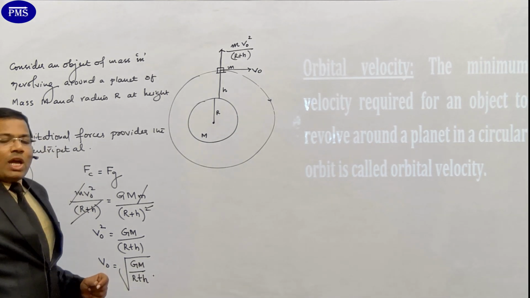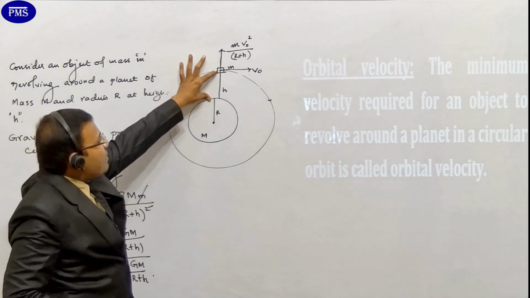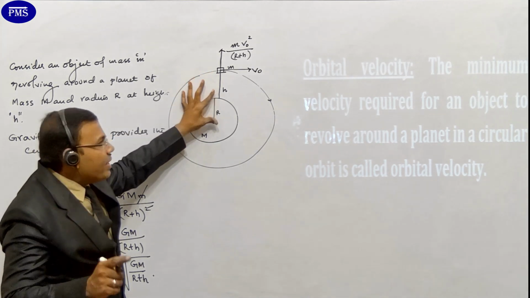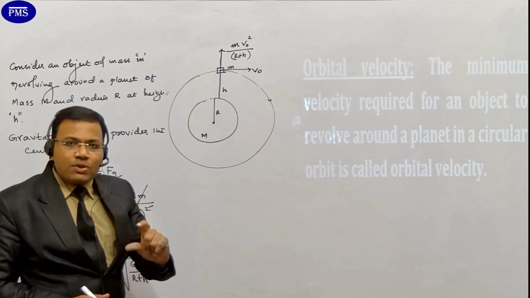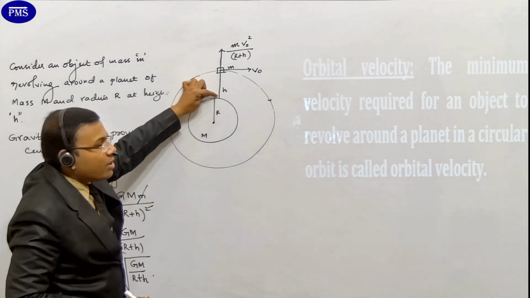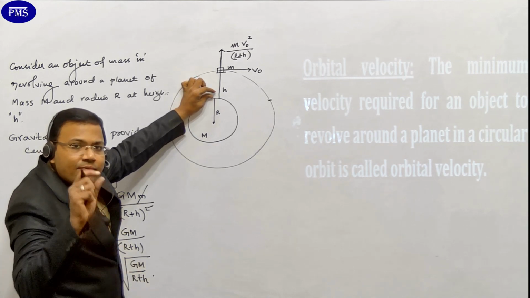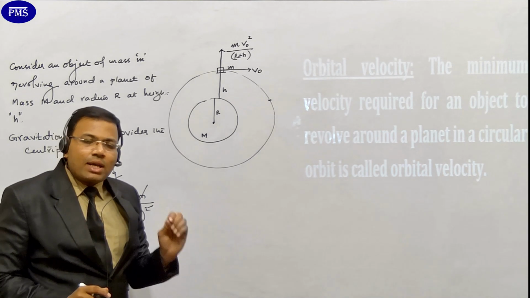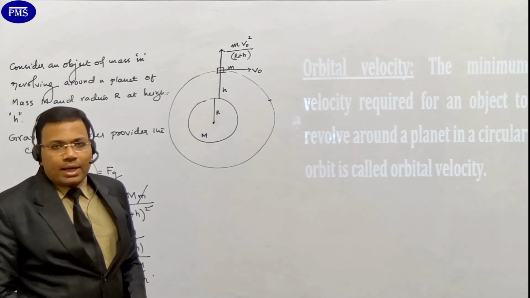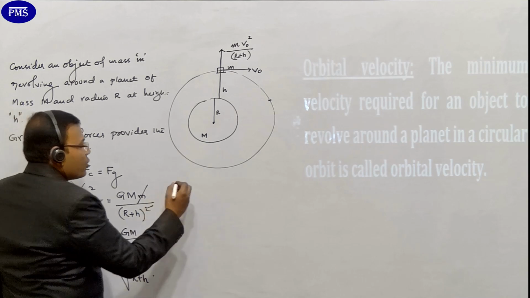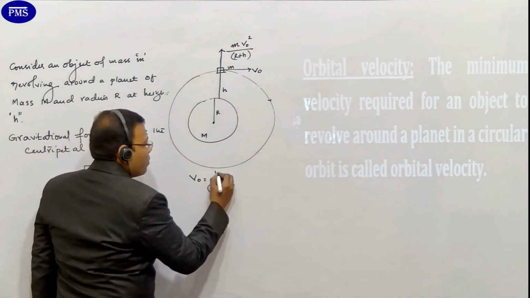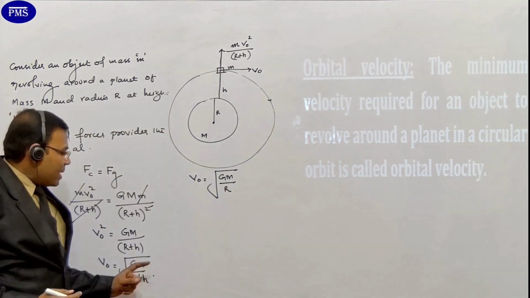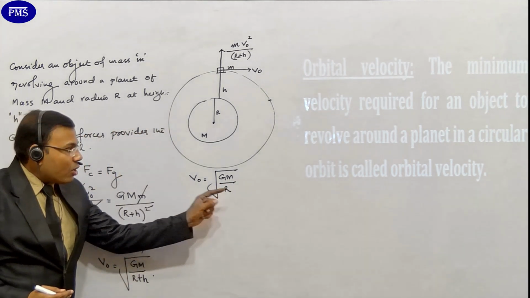Now students, suppose the satellite is very near to the surface of the earth, then this h is negligible when compared to the radius of the earth. I repeat once again, when the satellite is very near to the surface of the earth, that means the height is very less when compared to the radius of the earth or radius of the planet, then we say that h is negligible and it can be neglected. So here I am writing v0 is equal to under root of GM by r. In place of r plus h, I am just writing r because I am neglecting h.